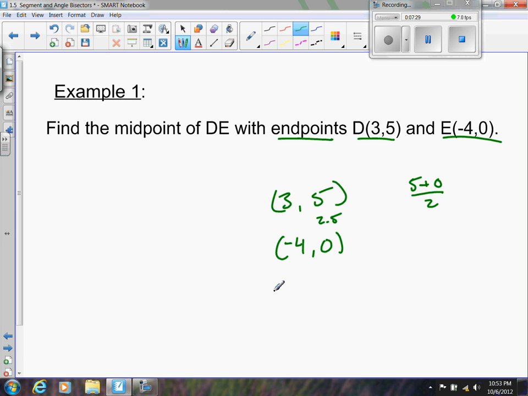From 3 to -4, that's where it gets a little bit more tricky. 3 to -4, that's where you might want to use your formula. I get -1 over 2, which is -0.5. And you could leave them as fractions if you want. So I went down to 3.5, and then down another 3.5.